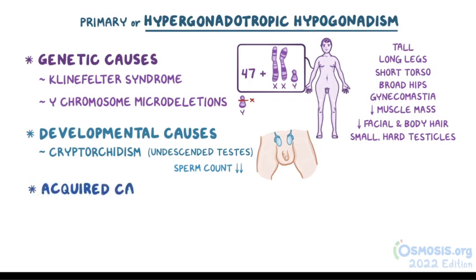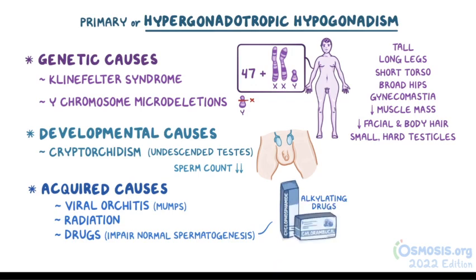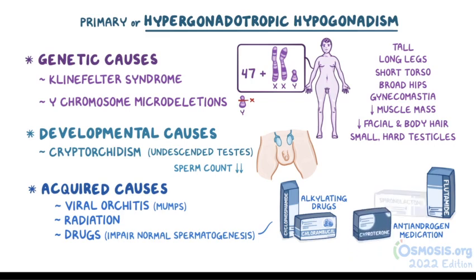Finally, acquired causes include viral orchitis, especially mumps, history of radiation in the testicular region, and drugs that impair normal spermatogenesis. Among these drugs, the most important are alkylating drugs, like cyclophosphamide and chlorambucil. Anti-androgen medications like flutamide, cyproterone, and spironolactone, and also other drugs like ketoconazole and cimetidine may inhibit testicular androgen production or action, and also impair spermatogenesis. If the medication is still being taken, then stopping the medication, if possible, can sometimes improve fertility.